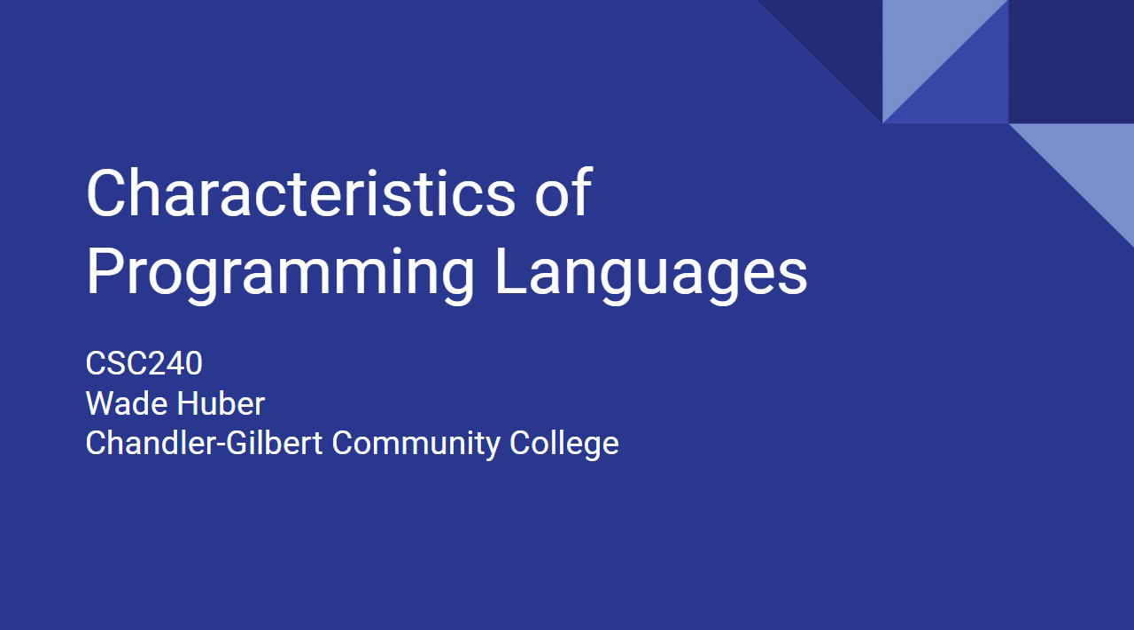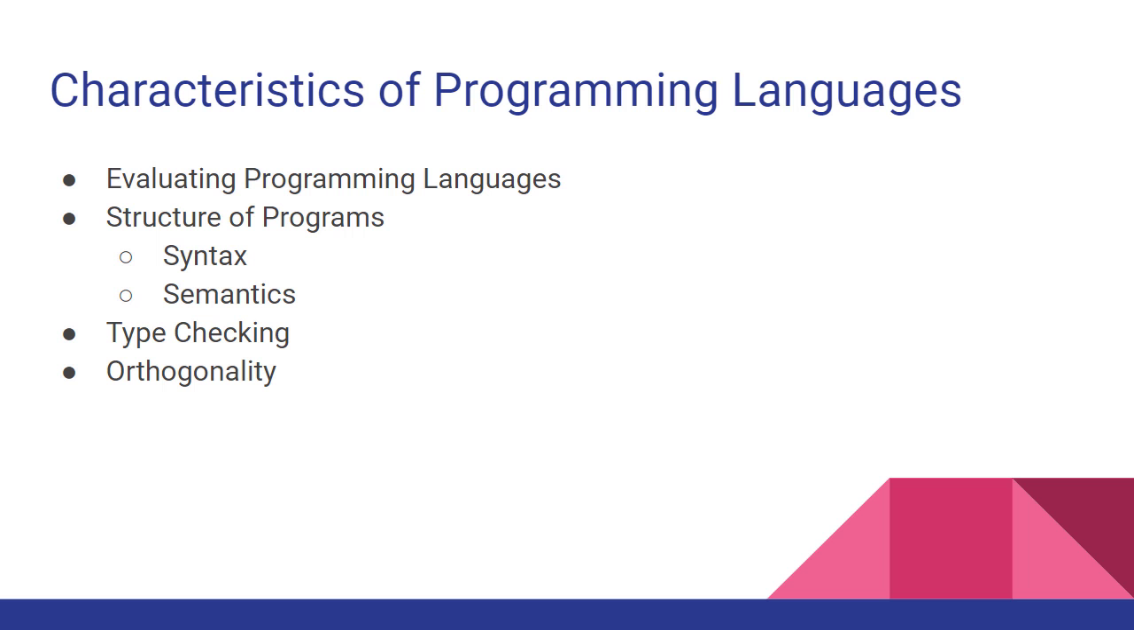Since in this course we're going to be talking about different programming languages and comparing them, we want to start off by talking about some common characteristics of all programming languages, and that'll give us a framework to discuss how different languages are related. So we'll talk about how we evaluate programming languages, the structure of programs in those programming languages, especially the syntax and the semantics of the language. We'll talk about type checking, and we'll talk about orthogonality.